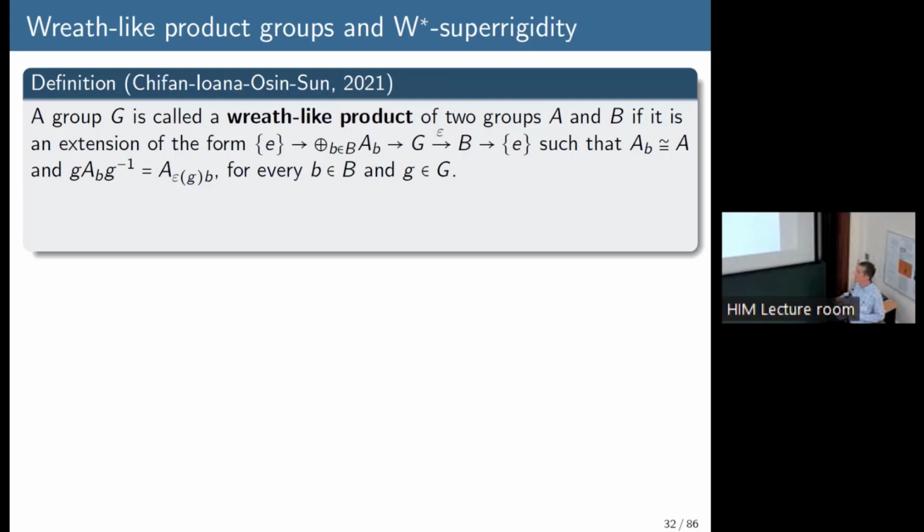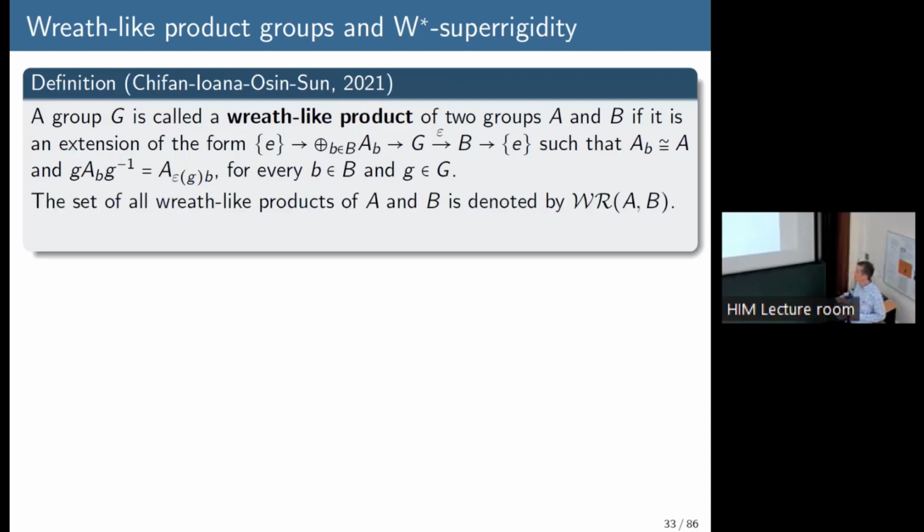So for g in G, conjugation by g is exactly shifting: you look at a different copy of A, and now the index is ε(g)b, where ε is exactly the quotient map from G to B. We denote by WR(A,B) this class of wreath-like product groups, so all the groups that arise as written in the short exact sequence.